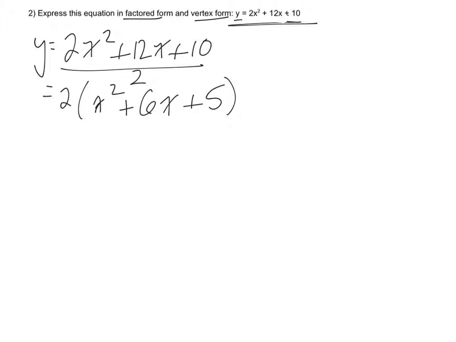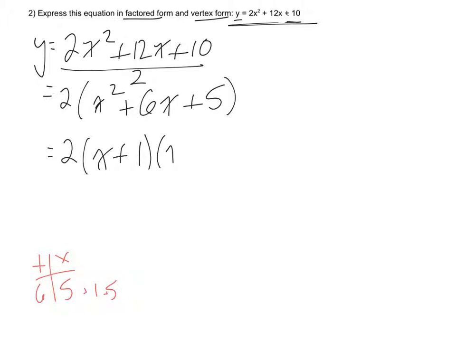Next I look at our equation, and I'll just do my work down here. I think to myself, well, what adds to 6 and multiplies to 5? I know that's 1 and 5. I can jump right to that for our answer and say 2, x plus 1, x plus 5. So there's my two factors.